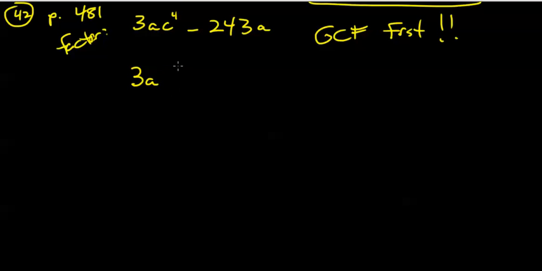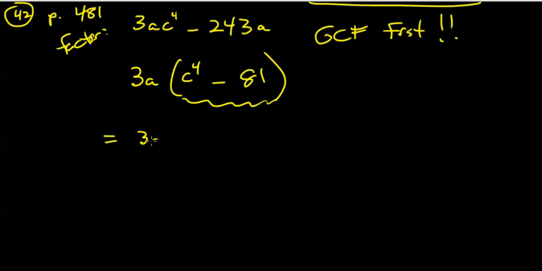Right, so if I factor out a 3a, I'm left with c to the fourth minus, well, 243. If I take out a 3, what's left? An 81, isn't it? So I end up with 3a times c to the fourth minus 81. Well, of course, c to the fourth, I can view that as a square. 81, that's 9 squared, is it not? So I can rewrite this as 3a times c squared plus 9 times c squared minus 9.